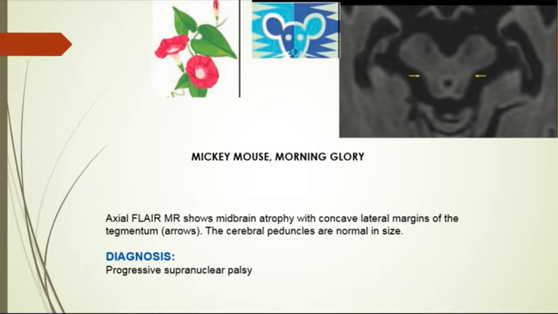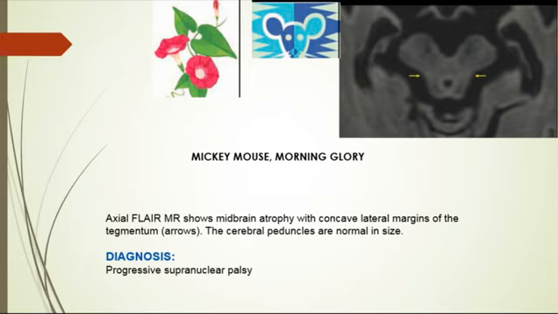PSP, progressive supranuclear palsy, is an adult onset neurodegenerative disorder. It is the most common cause of Parkinsonism following Parkinson's disease, like we said. Clinically it presents as dementia, postural instability, vertical supranuclear gaze palsy, with selective atrophy of the midbrain, tegmentum, tectum, with flattened concave margins and a deep interpeduncular fossa. On the axial images, you'll see a Mickey Mouse or morning glory sign produced by midbrain atrophy with preserved cerebral peduncles.